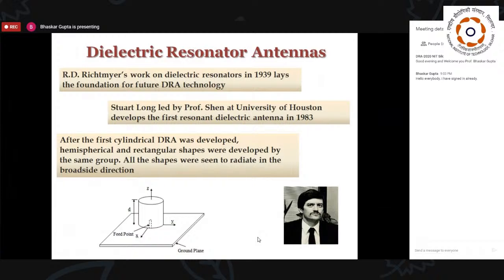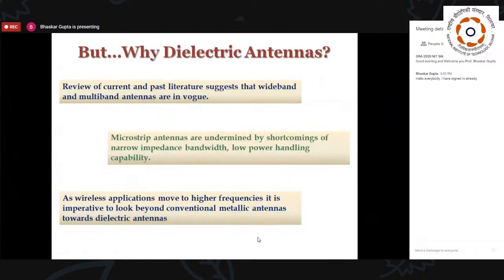Before the work of Long and Shen, people just thought that resonators are meant to store energy. They can't radiate. So how do we use them as an antenna? But Long and Shen showed that under certain conditions, certain modes are generated which behave as leaky modes, not leaky modes in the conventional sense, but leaking energy like a leaky cavity. That is, it generates a resonant antenna, the DRA.